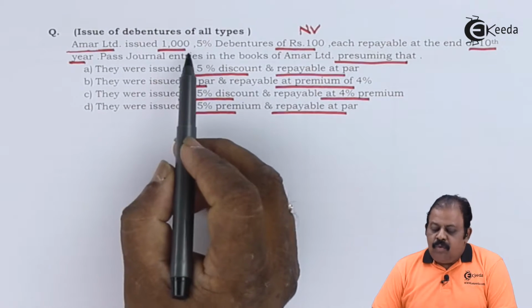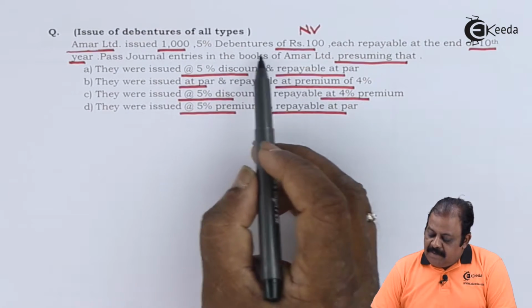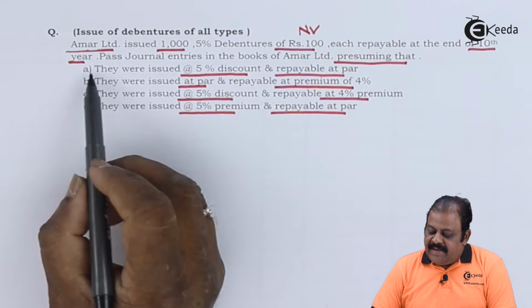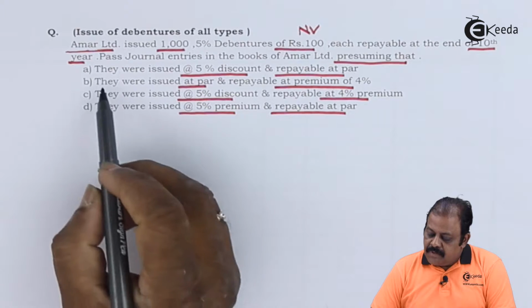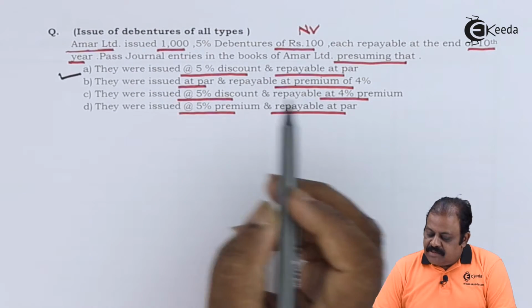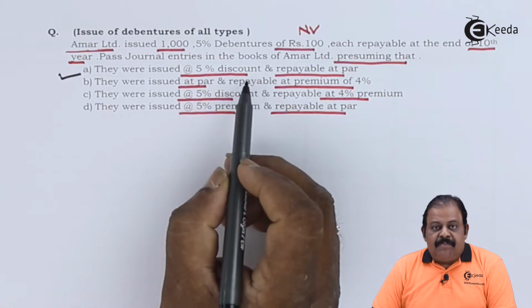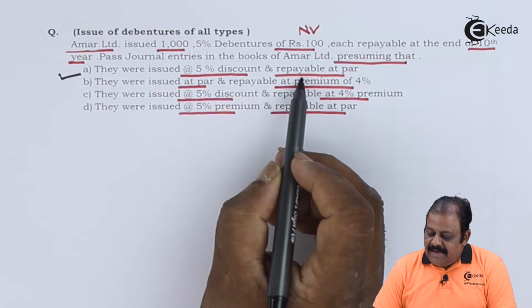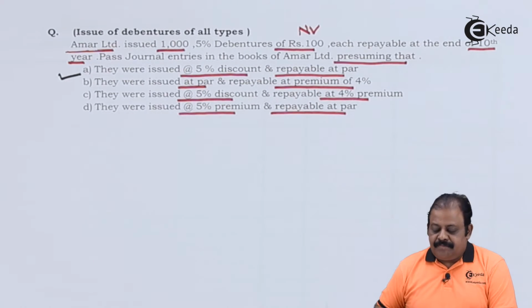Amar Limited issued 1,000 5% debentures of rupees 100 each, repayable at the end of 10th year. First situation is they were issued at 5% discount and repayable at par.